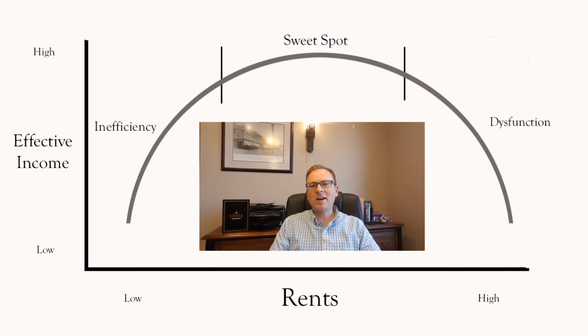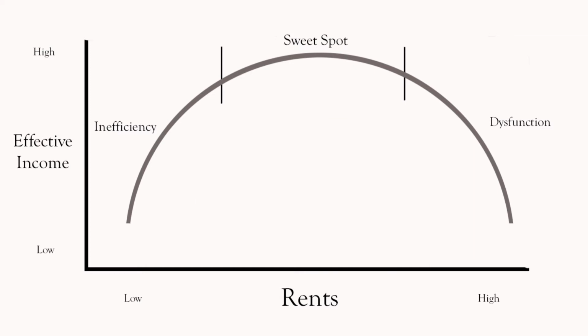So at the very high end, we call this the dysfunctional part of the rental curve. At the low end, it's just ineffective or inefficient. So we want to have our rent set in this sweet spot. Now, how do you find where your sweet spot is for your unit?